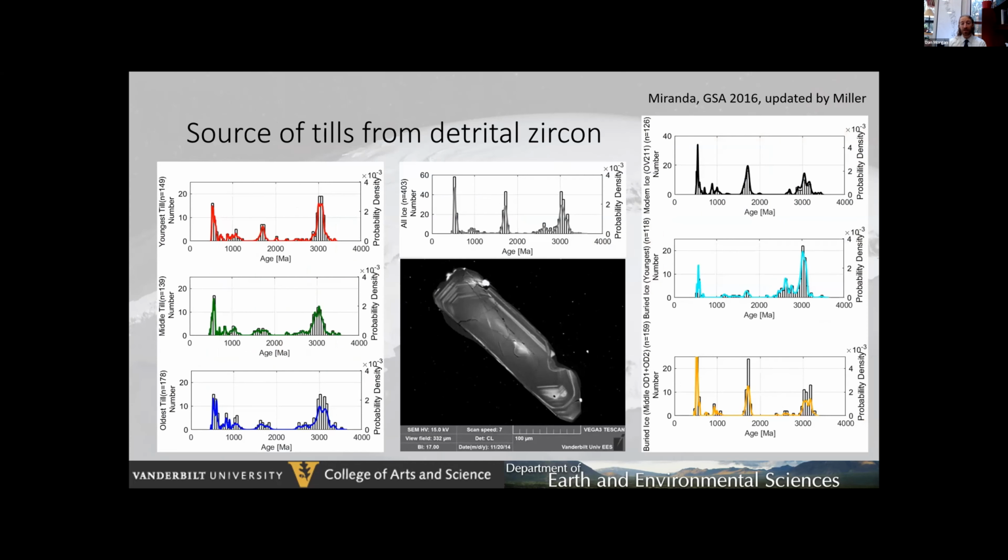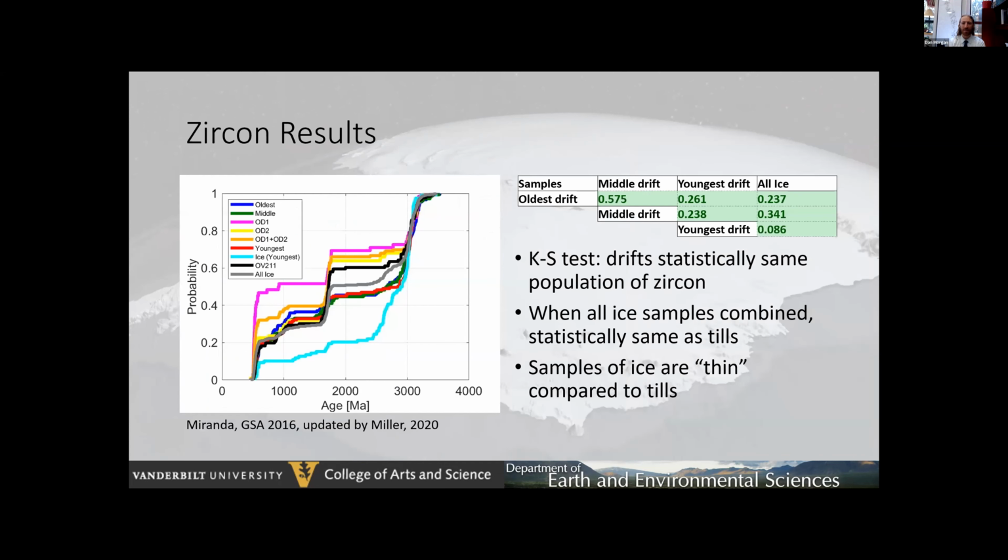So we also looked at the source of these tills, and by that we looked at detrital zircons. We pulled zircon minerals out of them, did uranium-lead age dating on them, and you can see the probability histograms here. I'll quickly summarize these by saying, well, the drifts all look statistically the same, and they all overlap.